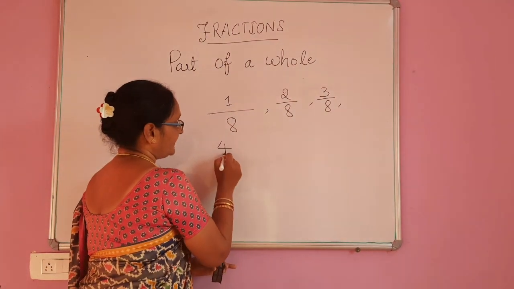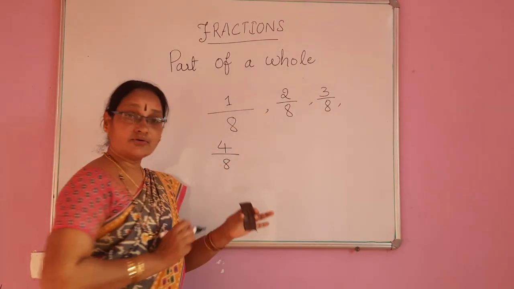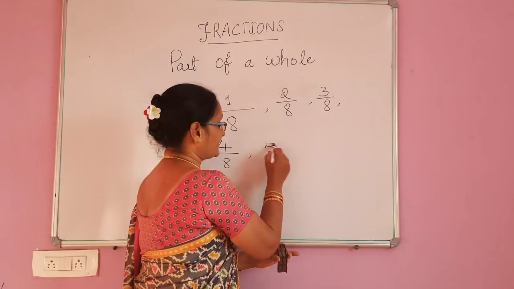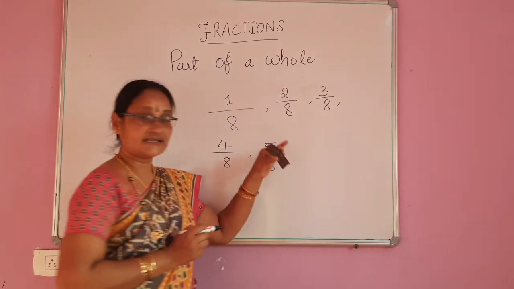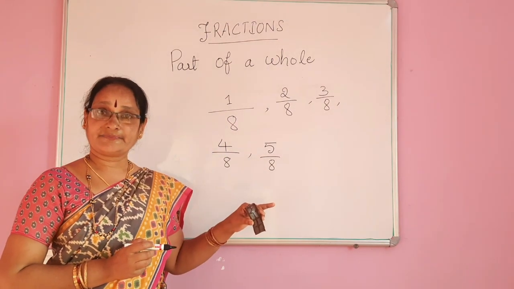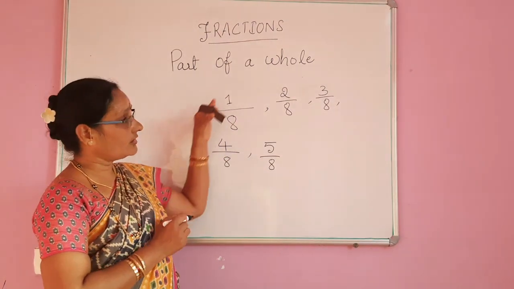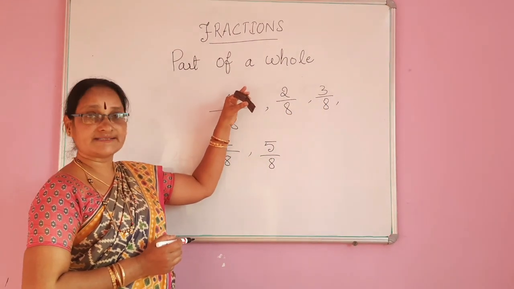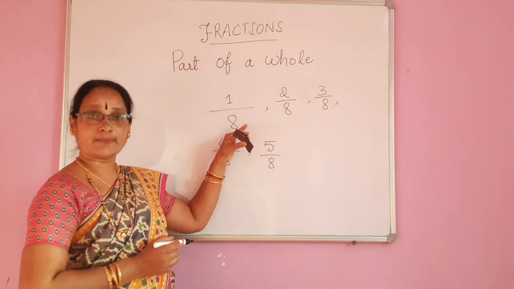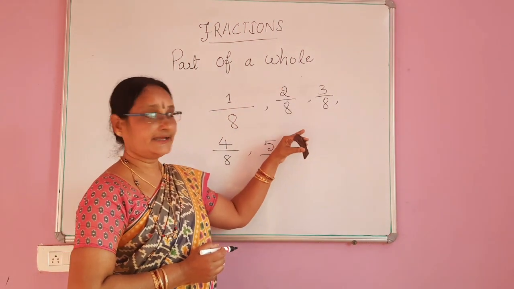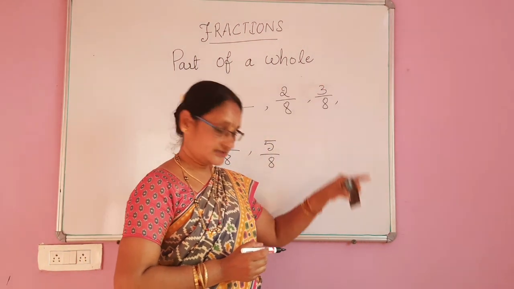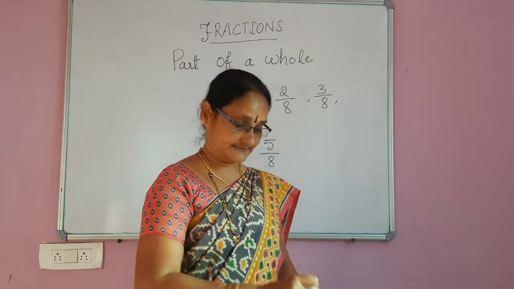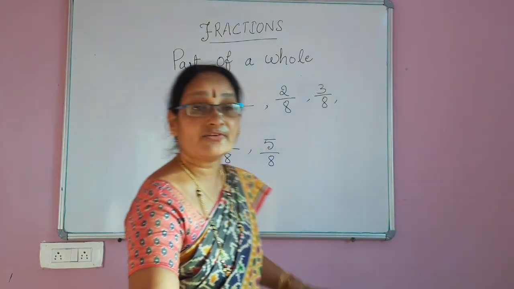In the same way, if I take 4 parts, that is 4 by 8. And if I take 5 parts out of 8 parts, that is 5 by 8. So in all these fractions, this part is taken out and this is the total number of parts. 2 by 8, 3 by 8. So these all are called as fractions.